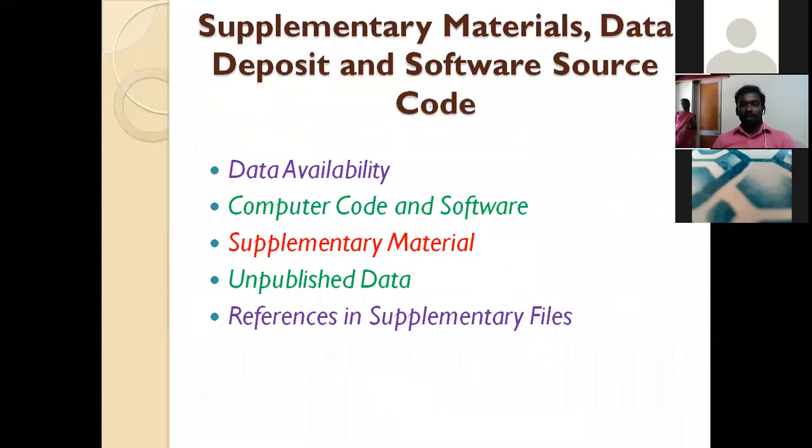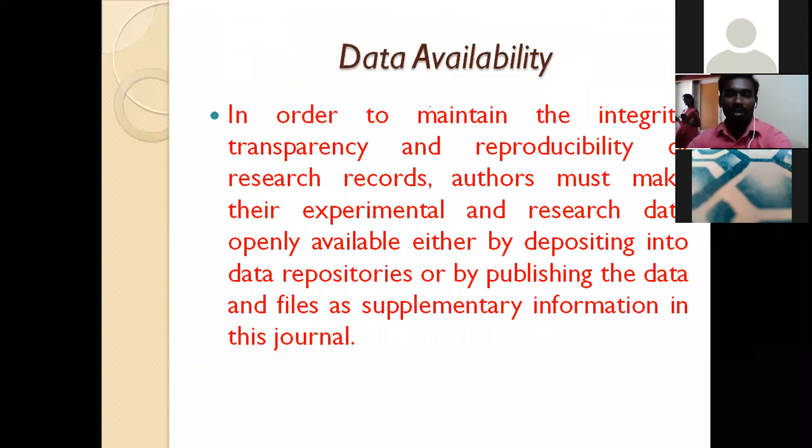Then the supplementary materials, data deposit, and software source code. So we have data availability, then computer code and software, supplementary materials, unpublished data, and references in supplementary materials. So we'll see all these.